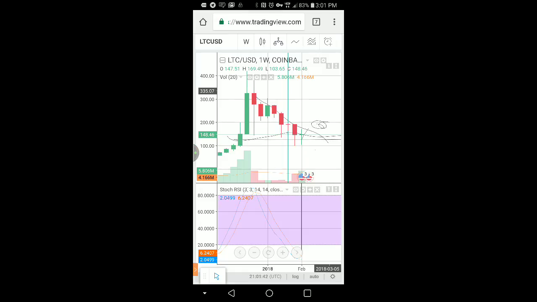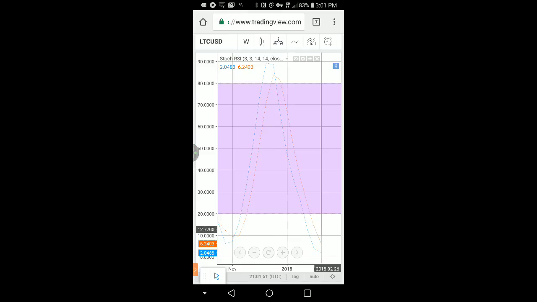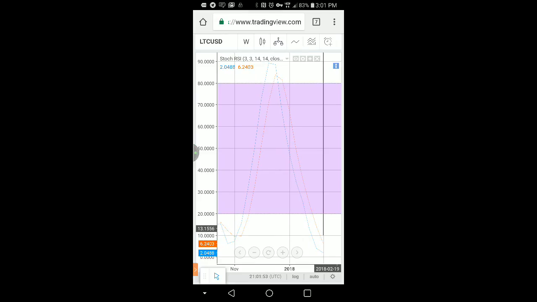But what I'd like to point out while we're here is, if we look at the stochastics, if we look at the RSI on the bottom down here, you'll see that the RSI is pulled down extremely low. This is a 1 week chart, so we're looking at long term price movement here. So what I'm looking for is the point when this little blue line crosses that red line up there.